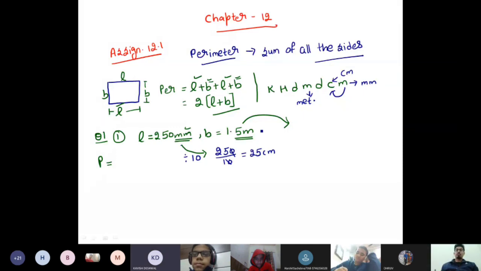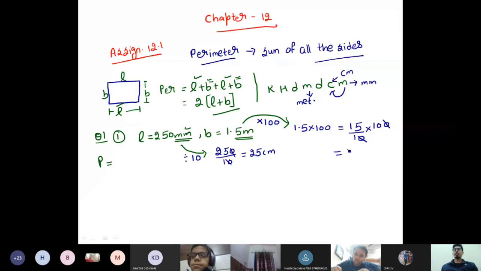Now see, to convert the meter into centimeter, just do it in your rough notebook right now, and later write it in your fair notebook. This is in meters, so multiply this by 100. So 1.5 multiplied by 100. 1.5 can be written like this, into 100. The 0 can be cancelled out by the 0, so it will be 150 centimeter now.